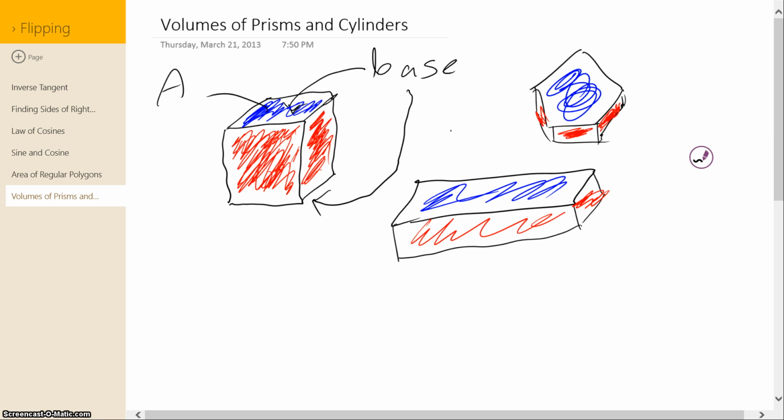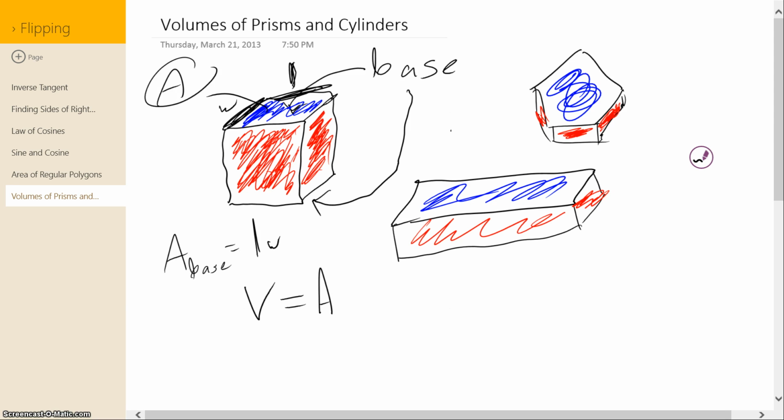Okay, and we get that. We're just going to do width, which would be this side right here, and then a length, which would be this side right there. And we get this area by multiplying these two together. So the area of the base, I'm going to put a little A of base, is going to equal our length times our width. And then the volume for the whole thing is going to equal the area of the base. I'll call it A sub b, because area of the base.